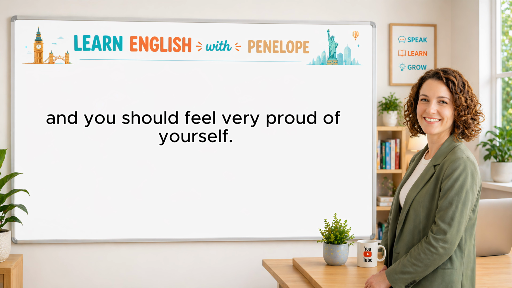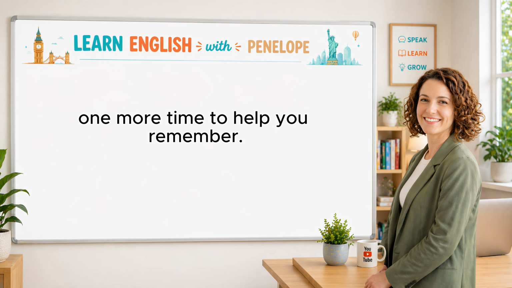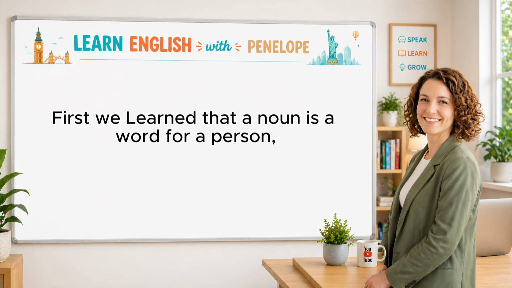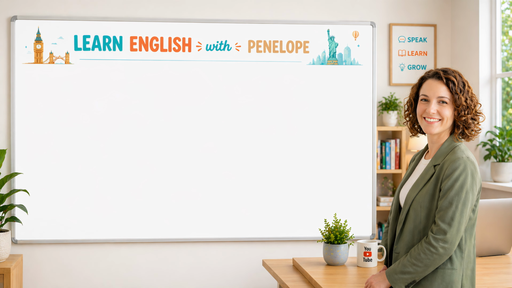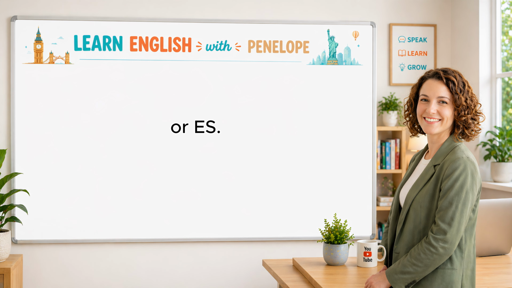Let us do a quick summary of everything we learned today. A summary means we go over the most important points one more time to help you remember. First, we learned that a noun is a word for a person, place, or thing. When we have more than one, we use the plural form. Second, we learned that the regular plural rule is to add s or es. One cat, two cats. One box, two boxes.